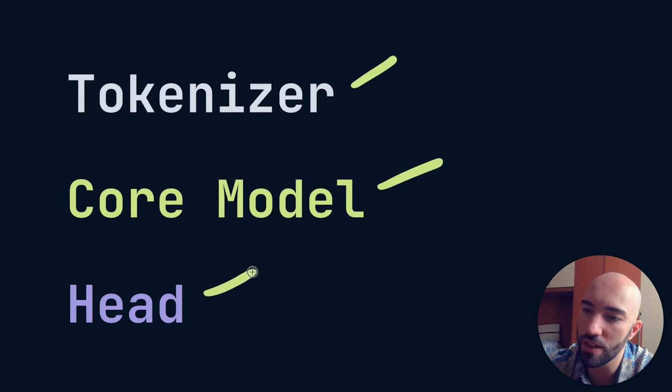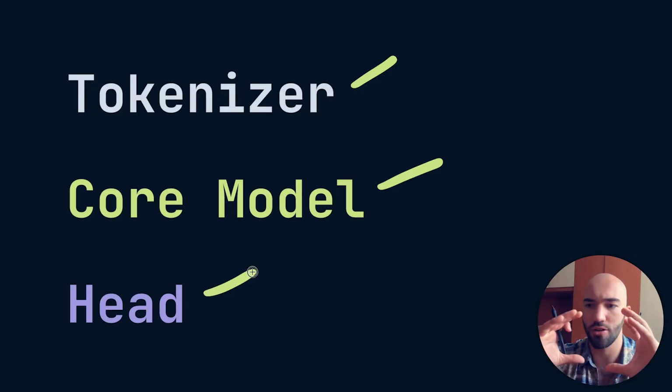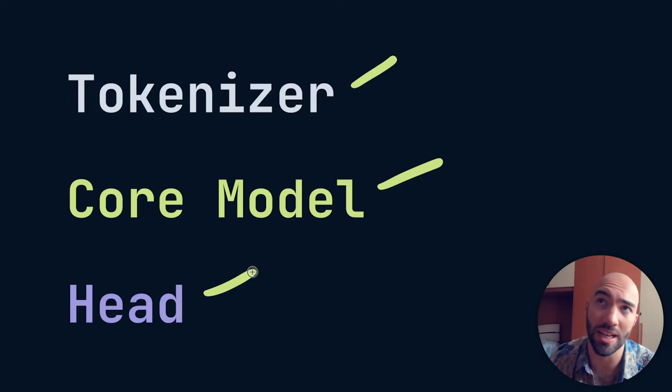So the tokenizer is obviously what converts our text into tokens that Bert can read. The core model is Bert itself. So Bert has kind of like a core, which we build or train through pre-training. And then there's also a head, which allows us to do specialized tasks. So we have like a Q&A head or a classification head and so on.